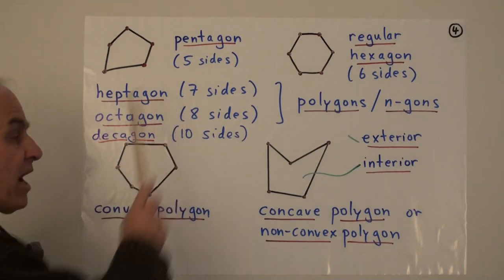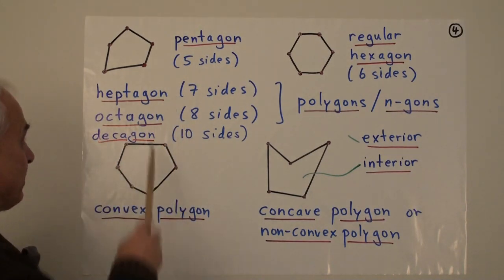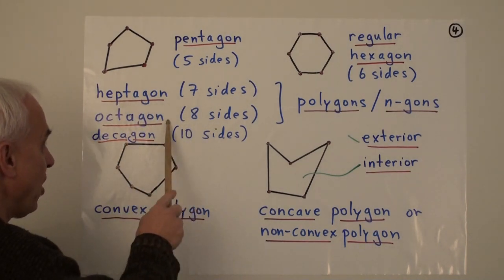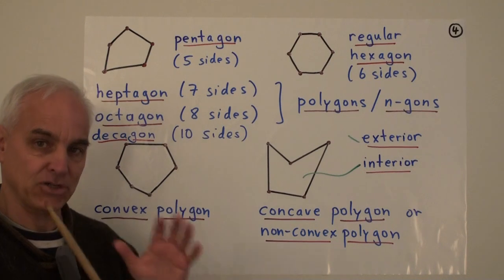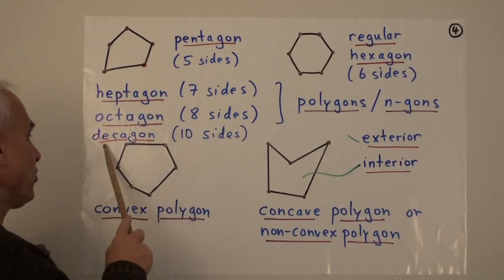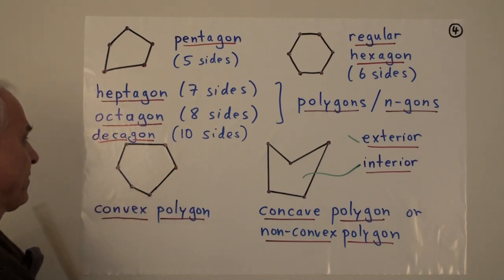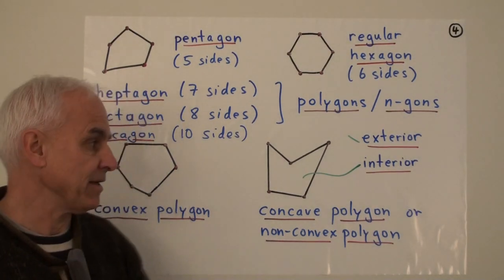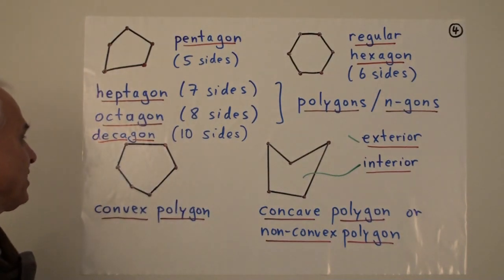If you have 7 sides or 7 vertices, sometimes called a heptagon. With 8 sides, we get an octagon. That's like a stop sign. 10 sides, we refer to a decagon. The deca referring to, again, 10, like decade or decathlon.